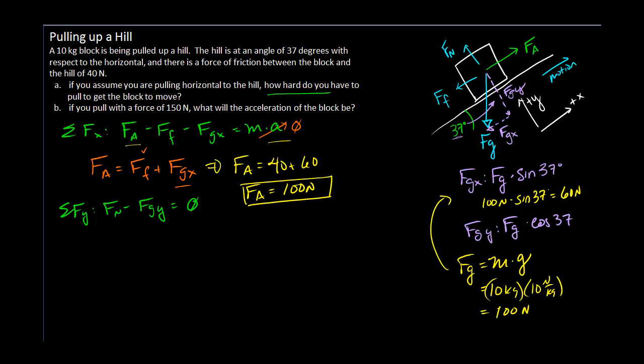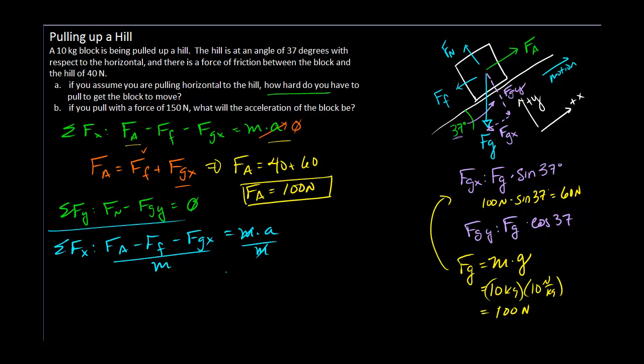I'm going to start by writing a new equation, so this is for part B now. The sum of the forces in the x direction is still going to be my applied force minus my friction force minus the x piece of my gravitational force equals m times a. I can no longer assume a is 0, but I want to solve for a. So if I divide both sides by m, the m's will cancel out here, and I'm left just with my acceleration.